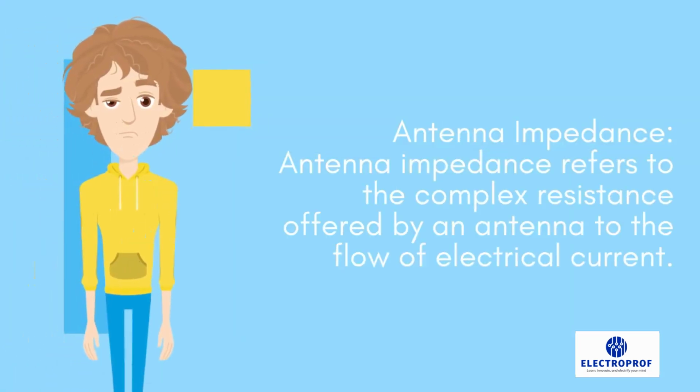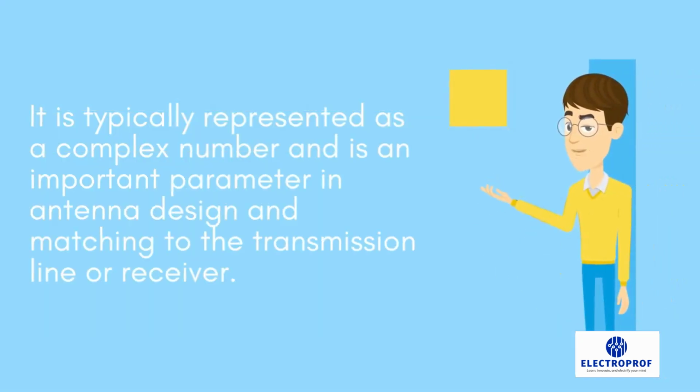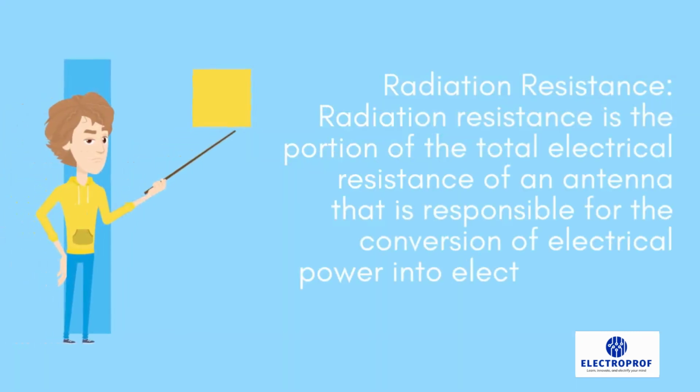Antenna impedance. Antenna impedance refers to the complex resistance offered by an antenna to the flow of electrical current. It is typically represented as a complex number and is an important parameter in antenna design and matching to the transmission line or receiver.